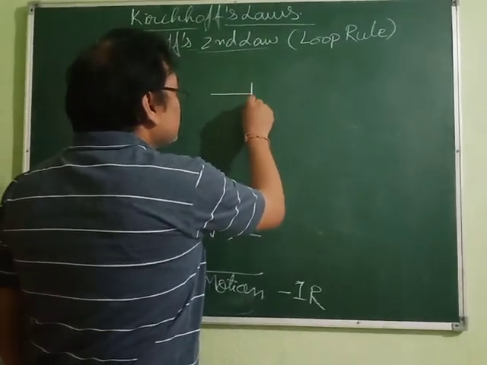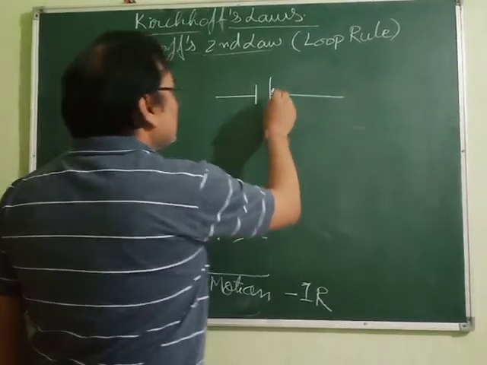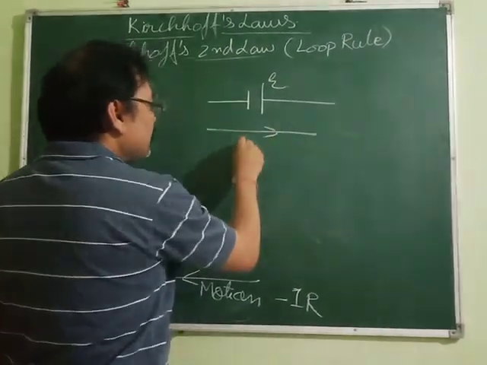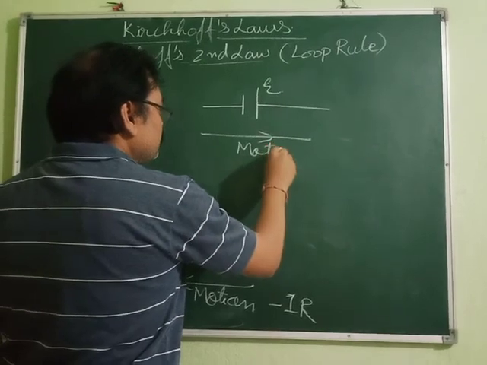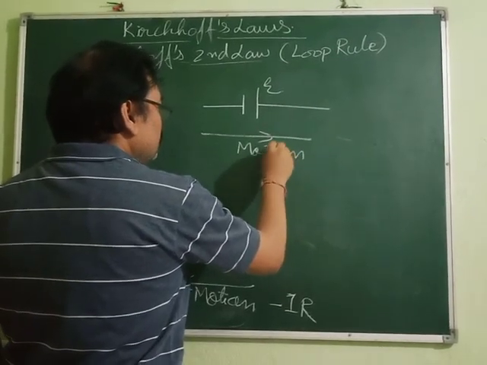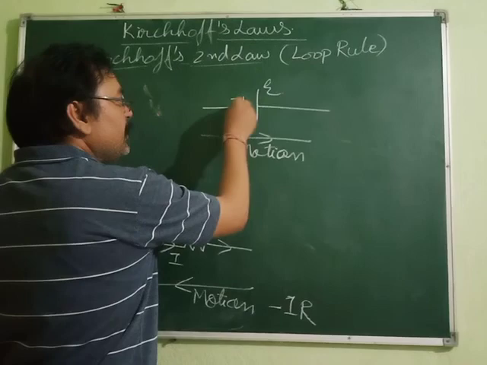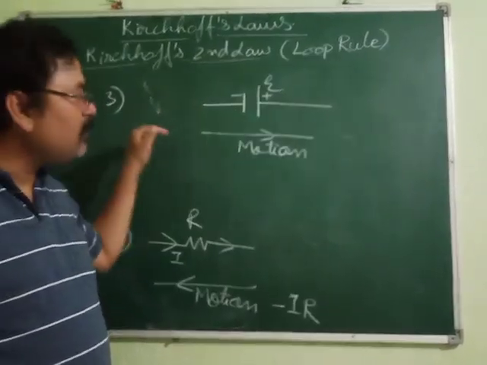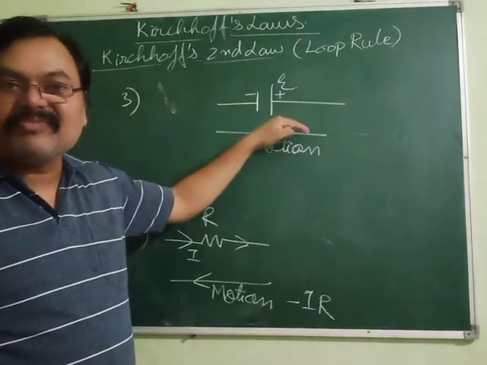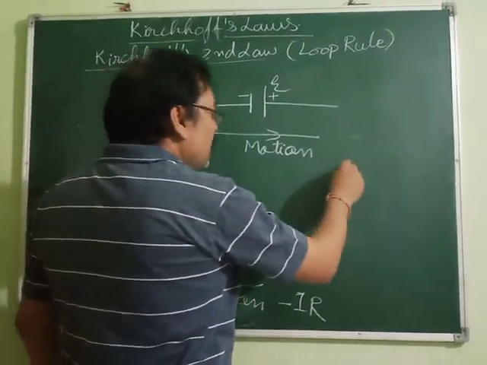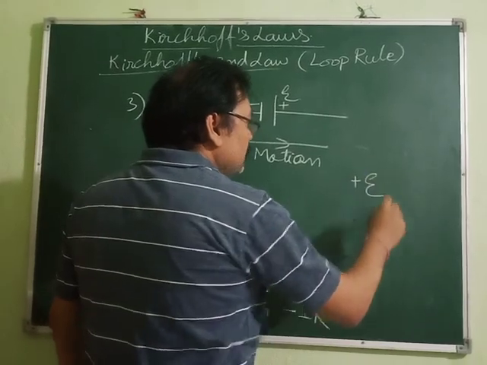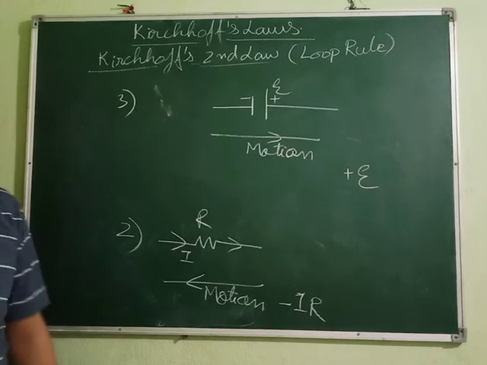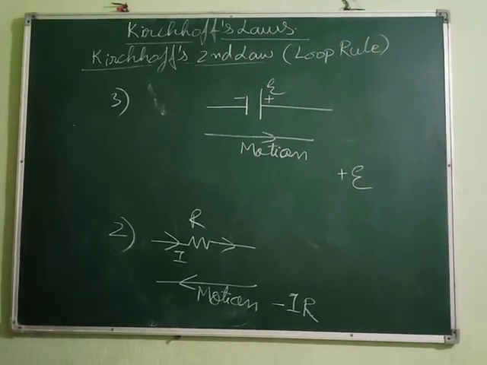Now see here. Suppose this is a cell, its EMF is E, and we are moving in this direction. This is the direction of motion. While moving, first we cross the negative terminal, then we cross the positive terminal. So in this case, our EMF will be plus E. That is, the EMF is taken as positive.